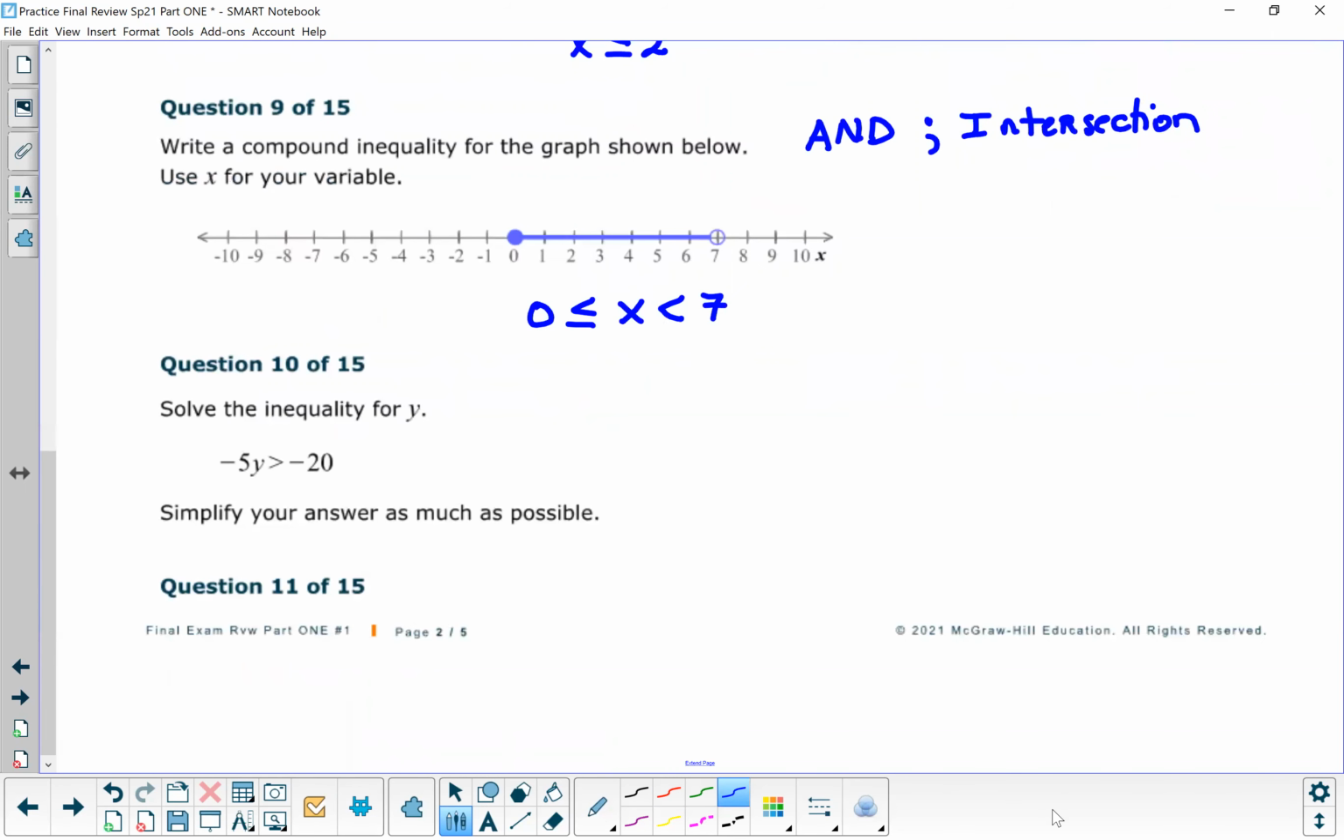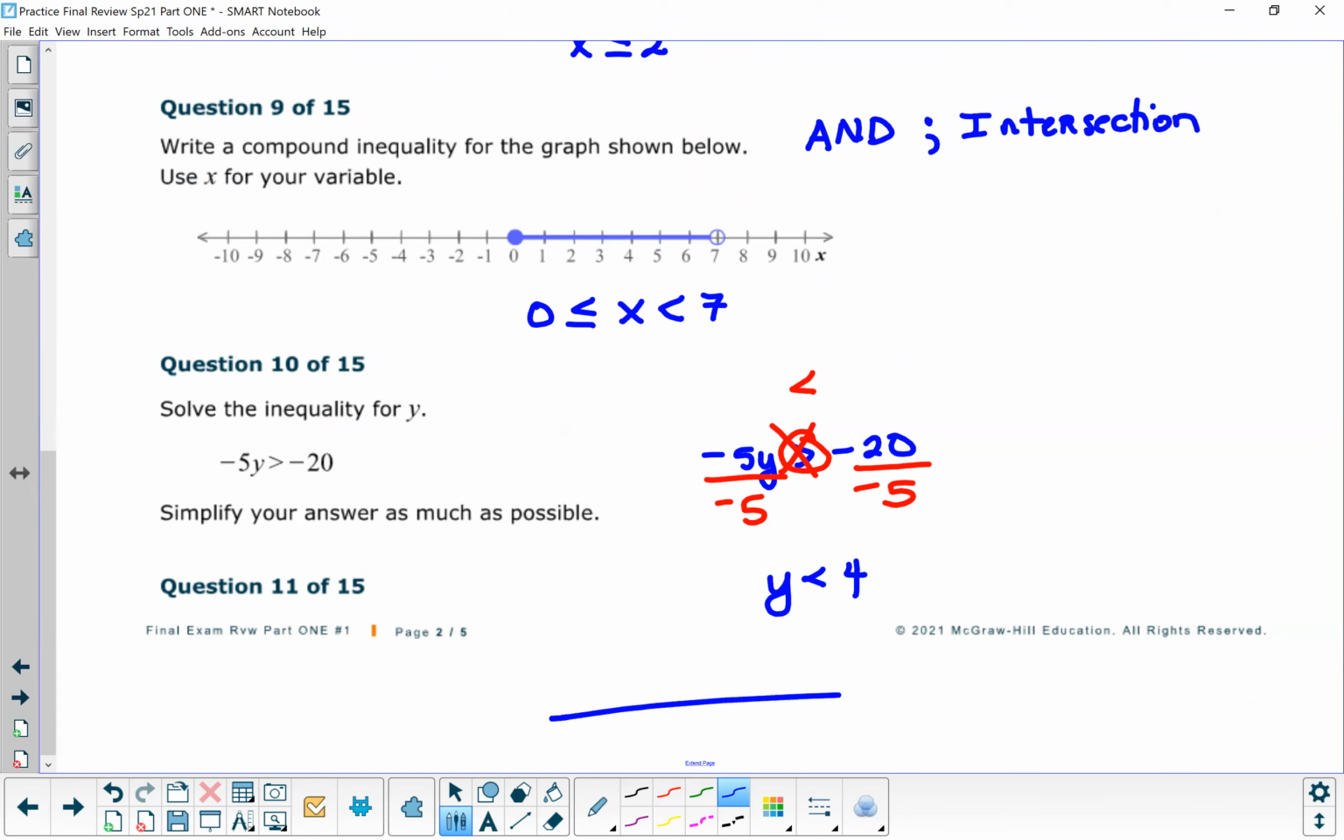All right, question 10. We have -5y greater than -20. So we're going to divide each side by -5. So therefore, we know since we're dividing both sides by -5, we need to flip the symbol, and we get 1y is less than 4. All right, and just for practice, we can just do a sketch of the graph. If it's 1y is less than 4, that will be an open circle at 4, and we're shading to the left.